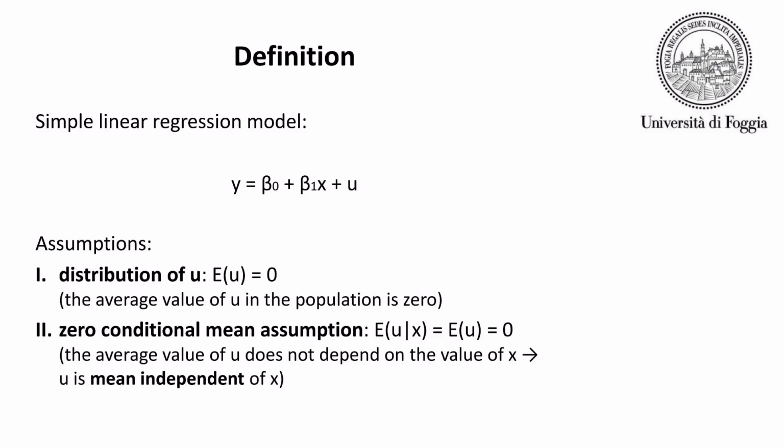A simple linear regression model basically assumes that: first, the average value of the error term, u, in the population is 0, and second, the average value of u does not depend on the value of x.